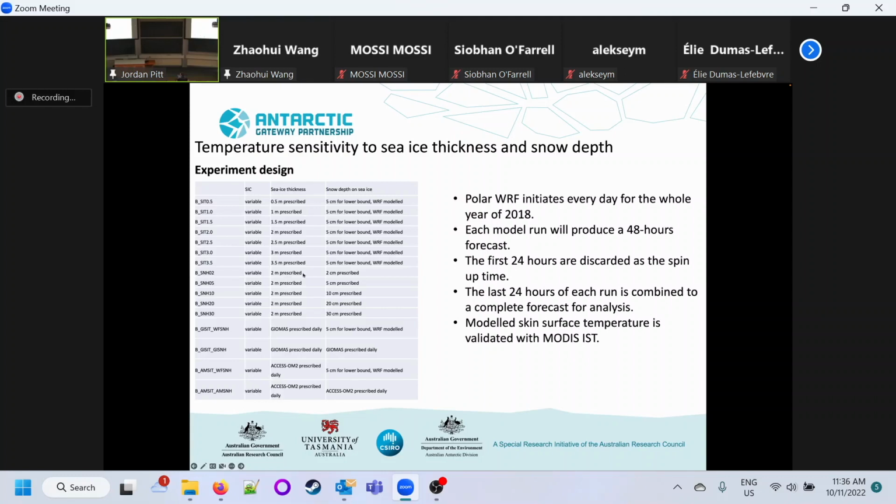So we set up the ice thickness to be a 2-meter constant, and we set up the snow depth from 2 centimeter to 30 centimeter.